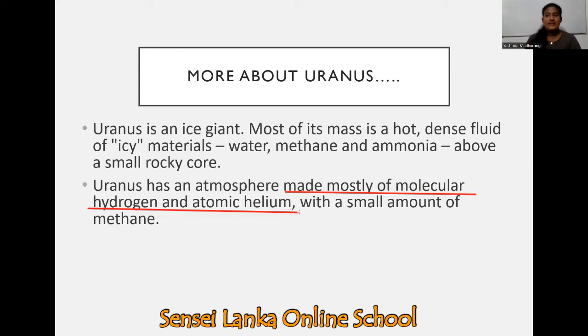If you learn science in English medium, you can learn these words. Mostly of molecular hydrogen and atomic helium, with a small amount of methane also. So look at the composition of Uranus' atmosphere. Really different from our Earth's atmosphere.